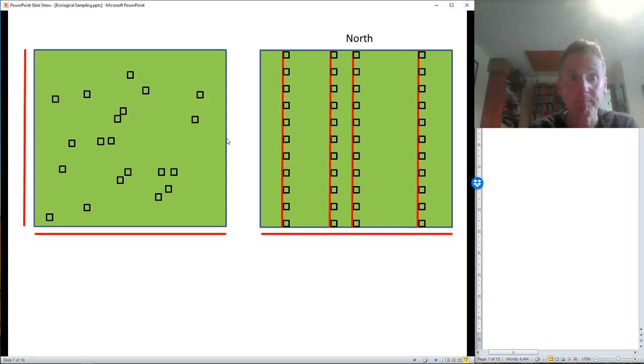In summary, this left-hand picture summarizes random sampling. The red line is my tape measure. I put one on the x-axis, one on the y-axis. This green area is my field, and the little black squares are where I've randomly placed quadrats. I didn't have 20 quadrats. I've moved around here.